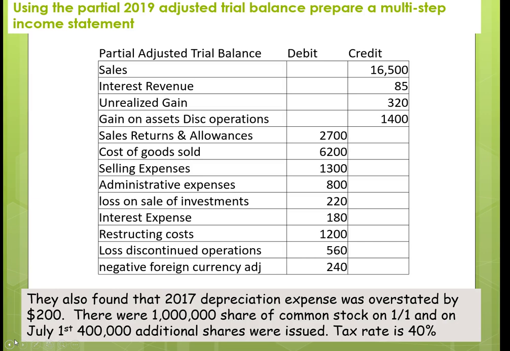Now, using this partial adjusted trial balance, if you look this over, you will see that this has all different kinds of elements of what could be on the income statement. We have interest revenue, some unrealized gain, gain on assets of discontinued operations, some sales returns, restructuring costs, and foreign currency adjustments, just some of the things. I've tried to cover a lot of unique items so we get an understanding of how an income statement can look.